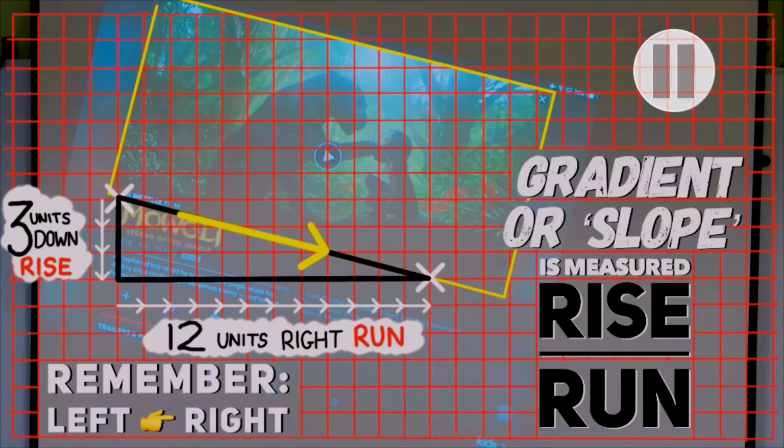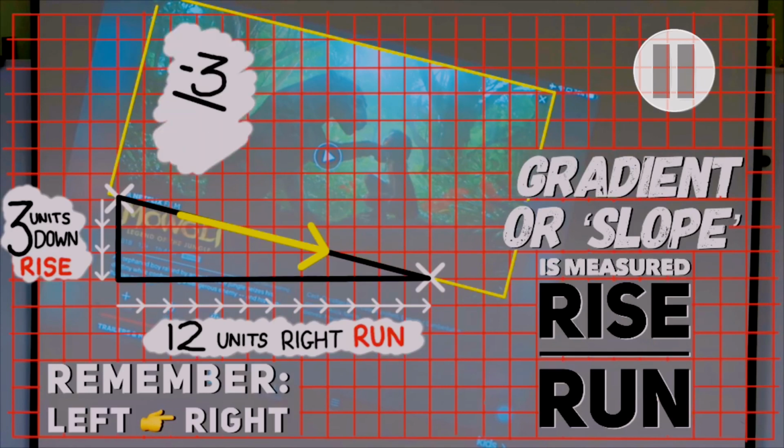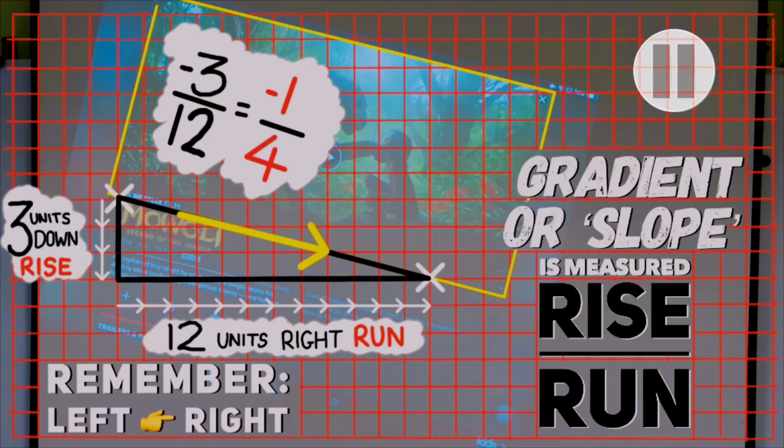Now remember, to calculate the gradient, I just need to do the rise over the run. So I have a rise of -3, we're going down, and a run of 12. So that means for every 3 vertical steps down, I'm moving 12 horizontal steps right. We can simplify this fraction to -1/4. How many 3's go into 3? 1. How many 3's go into 12? 4. That's the simplest form of this fraction.